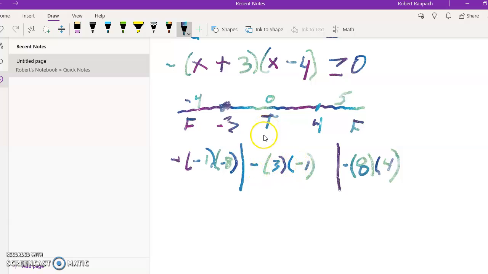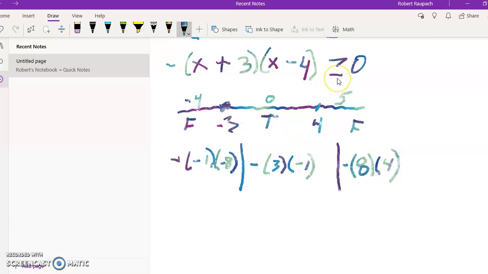And then the last one, let's pick something greater than 4. You can't pick negative 3 and you can't pick 4. You have to pick something less than negative 3, something in between, and something greater, because the endpoints obviously give you equal to 0. So you want to see if it's greater than or less than 0. So when I get 5, it's a negative out front, positive here, and I get a negative. And it's not greater than 0, it's false. So the only interval where this is true is between negative 3 and 4.